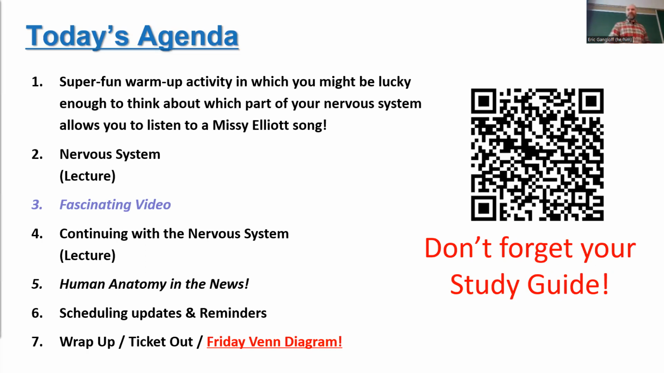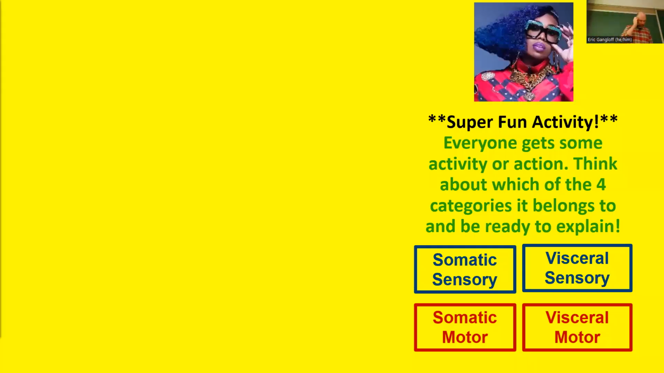All right, so first activity, let's get back thinking about what we covered on Wednesday, and that was the 4 general divisions of the nervous system. We have the somatic sensory, the visceral sensory, the somatic motor, and the visceral motor. So what I'm going to do in a second here is put up a chart that has all of your names and then has an activity. And your job is to take a minute or so and think about, for that activity, which of these 4 categories of your nervous system it best fits with.